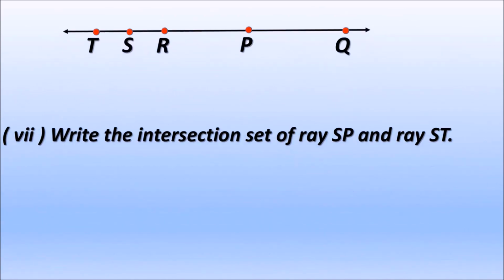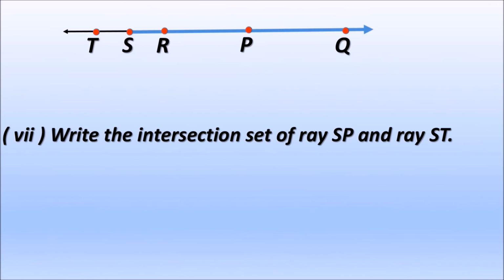Now we have question number 7. Write the intersection set of ray SP and ray ST. Intersection means the common part of both the rays. Look at this figure. This is ray SP. Here the starting point is S, and it is moving towards the P side. So it is ray SQ or ray SP or ray SR.